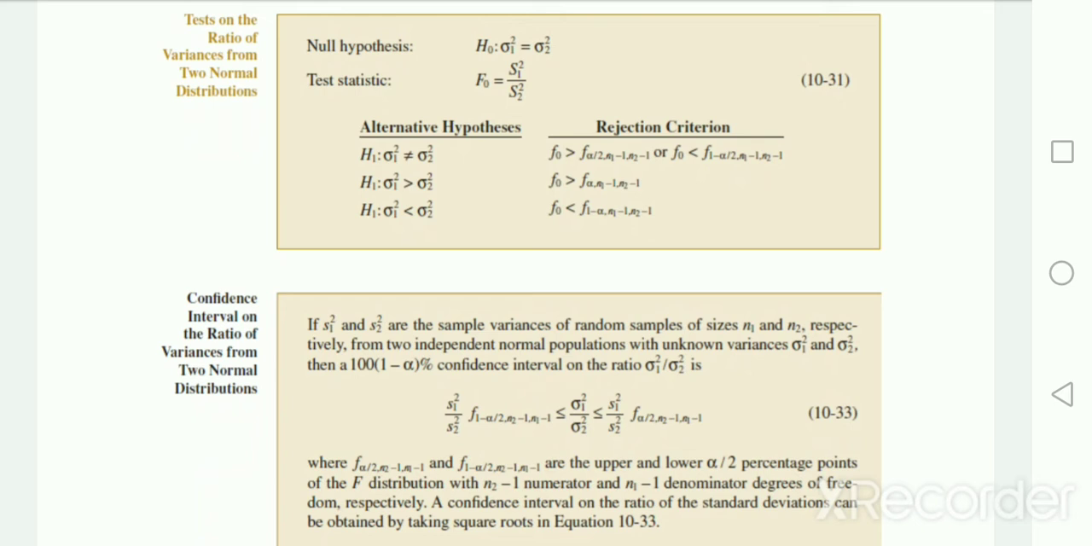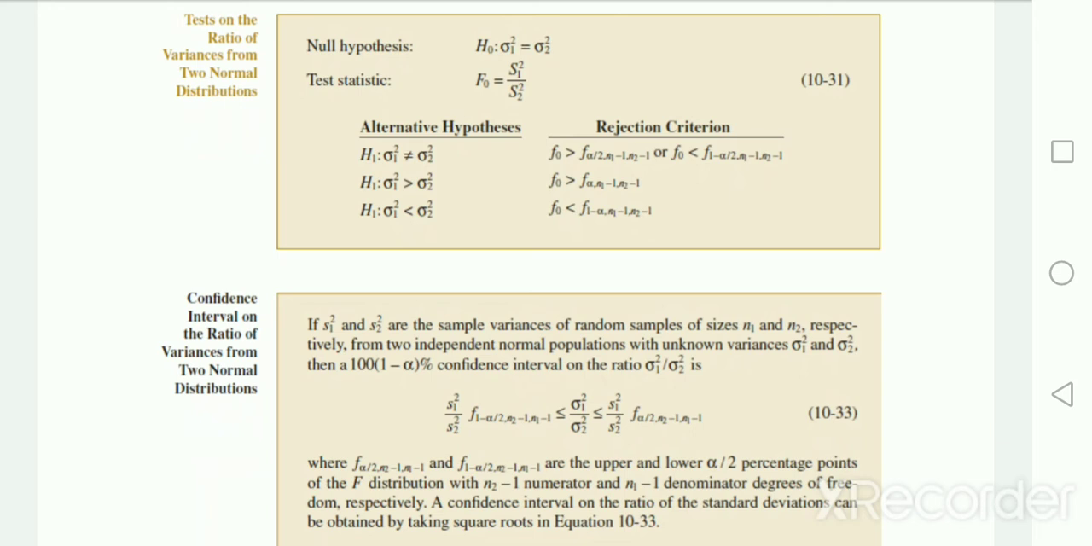Similar to the chi-square test, here also for the right side we have alpha by 2 comma n1 minus 1 comma n2 minus 1, because for a variance calculation we have only n minus 1 degrees of freedom, correct? For the two different sample variances, here we have n1 minus 1 and n2 minus 1. But on the left side, instead of negative form, here also we have 1 minus alpha by 2. For the left side, F naught less than F 1 minus alpha by 2 comma n1 minus 1 comma n2 minus 1.